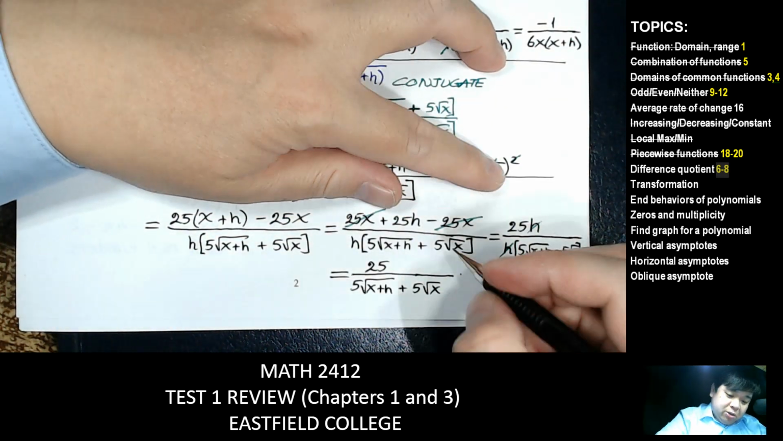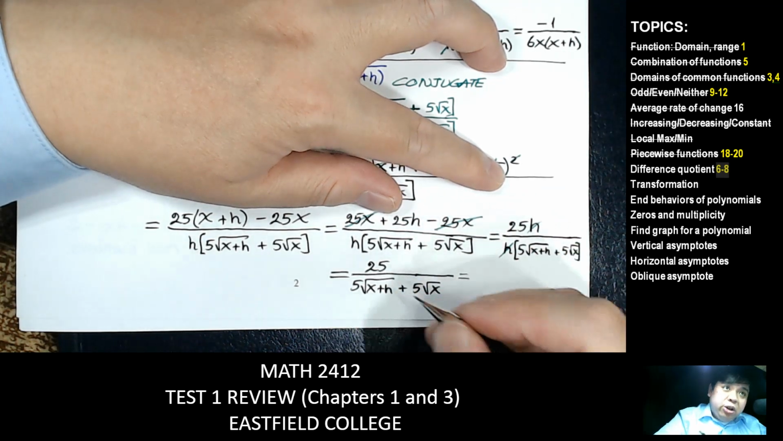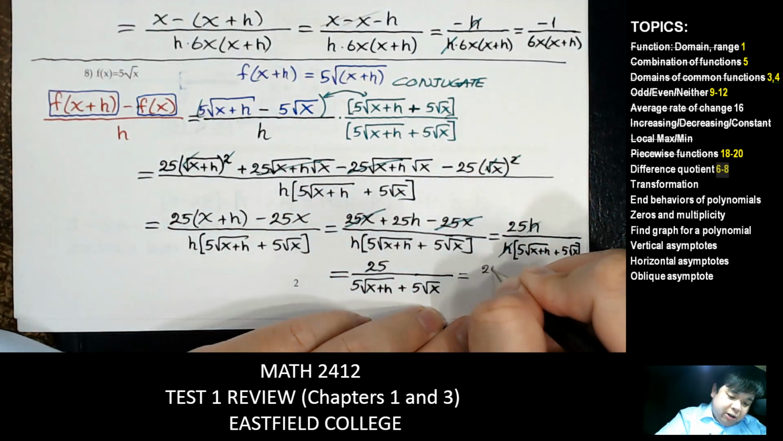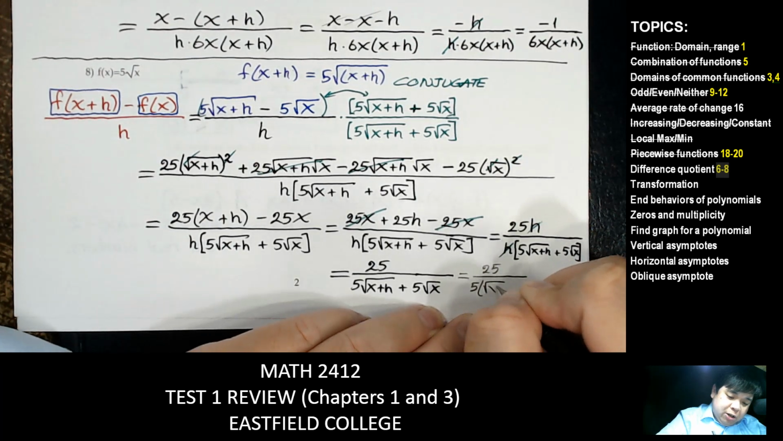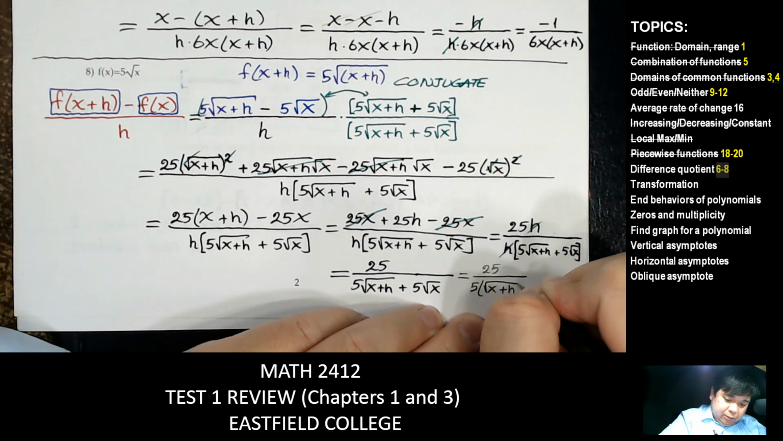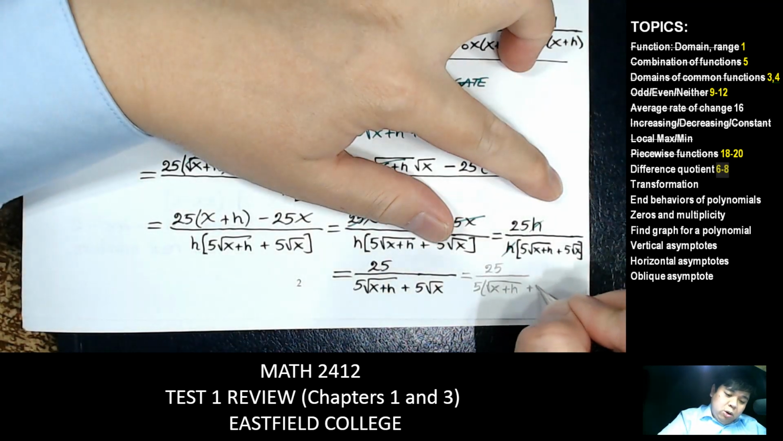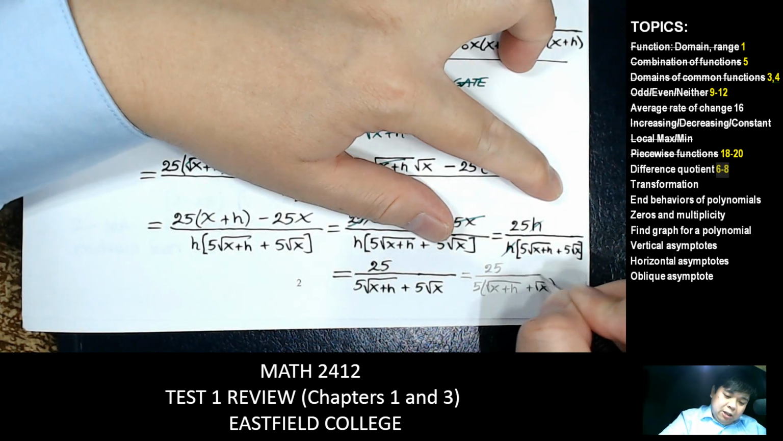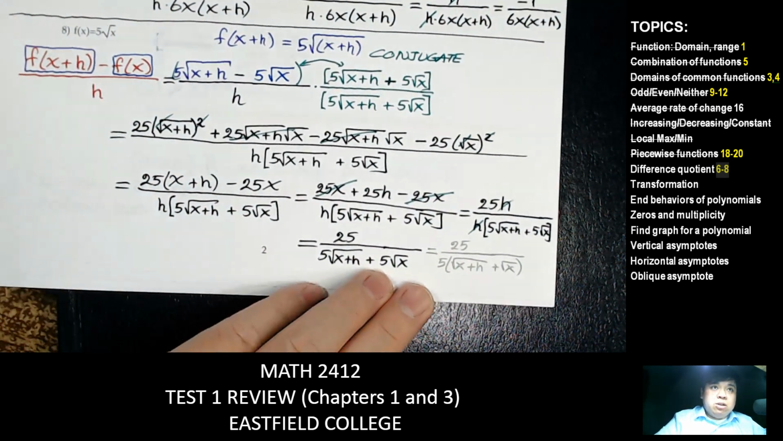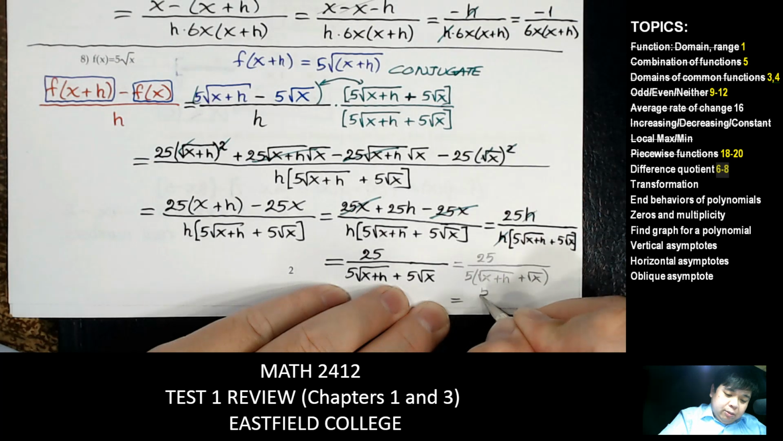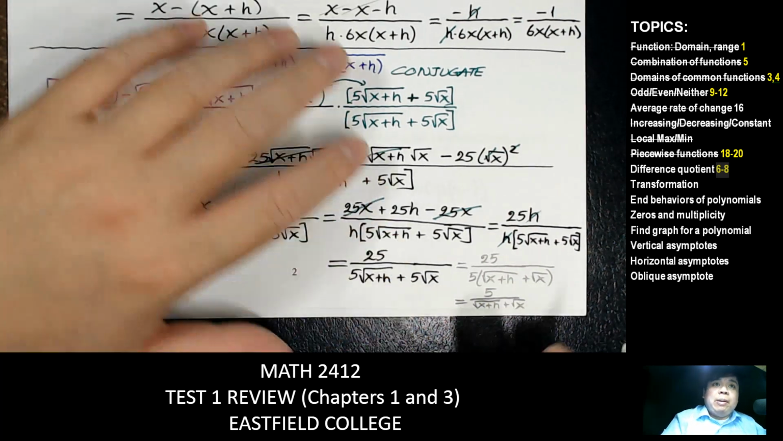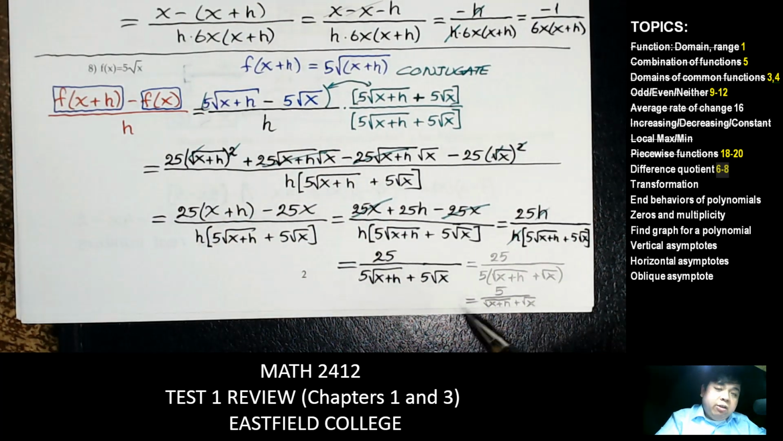So this is good enough. But we can also write 25 over 5 square root of x plus h plus square root of x, and the 25 and 5 cancel out. We end up with 5 over square root of x plus h plus square root of x. And 25 and 5 cancel.